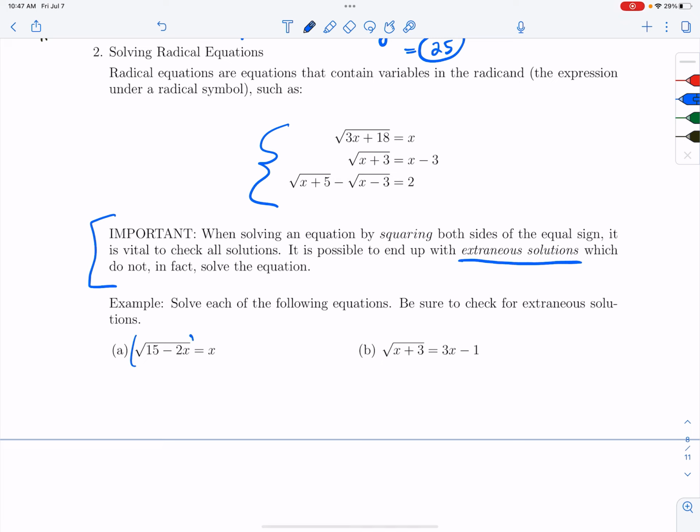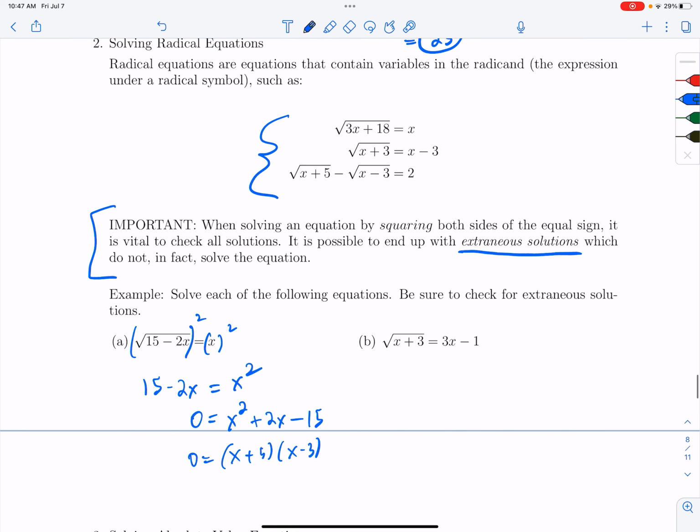So in this first example, I'm going to square both sides. Squaring a square root gives us just the radicand left over. Now this looks like a quadratic equation that I'm going to set equal to 0 and bring all the terms to the same side. And then this factors x plus 5, x minus 3. Setting those equal to 0, I get x is equal to negative 5, x is equal to 3. And then we just have to check both of those to make sure that these actually solve the equation.